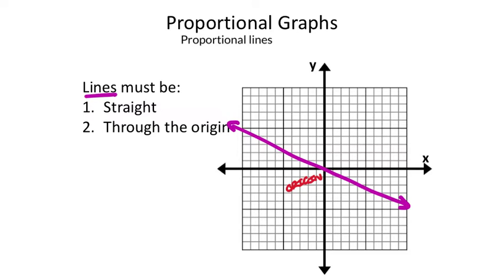Let's try another one that would be considered proportional here, okay? So it could be pretty steep as well. Again, let's pretend like that line's straight and goes through the origin. It doesn't have to be very steep, though. It could be pretty shallow like this one as well. All right? All three of these lines we would consider proportional because it's straight and it goes through the origin. As soon as we see anything that's curved or doesn't go through the origin, we know that it is no longer a proportional line, okay?